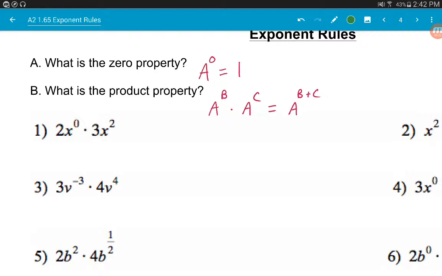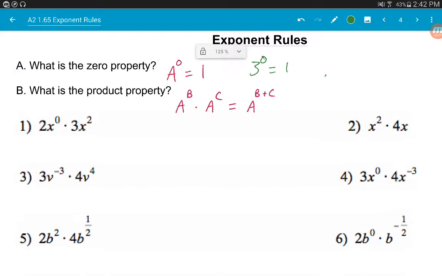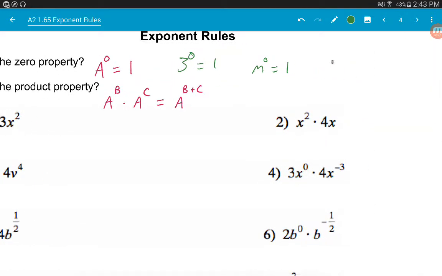Now the zero property is that anything raised to the zero power is equal to 1. So some examples of that. 3 to the 0, that's equal to 1. M to the 0, I don't even know what M is, still going to be equal to 1. Something more complex, like 2x plus 3 raised to the 0 power, doesn't matter what's inside, still going to be equal to 1.